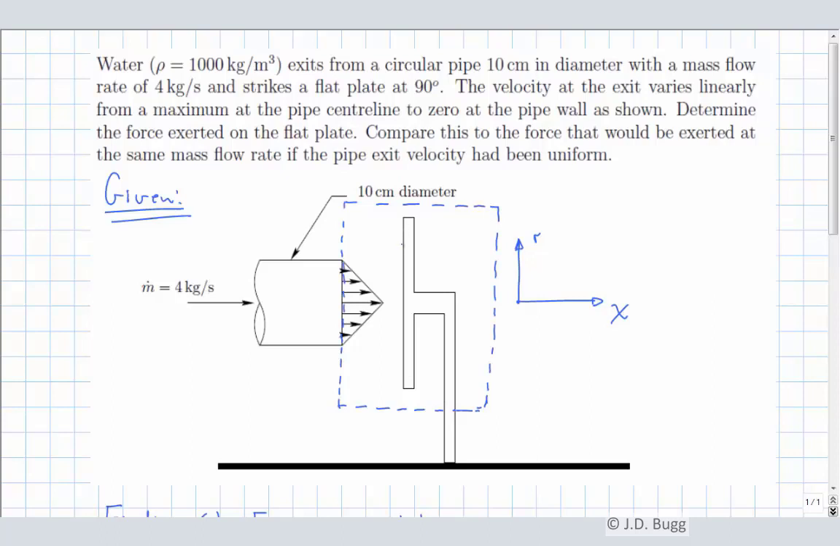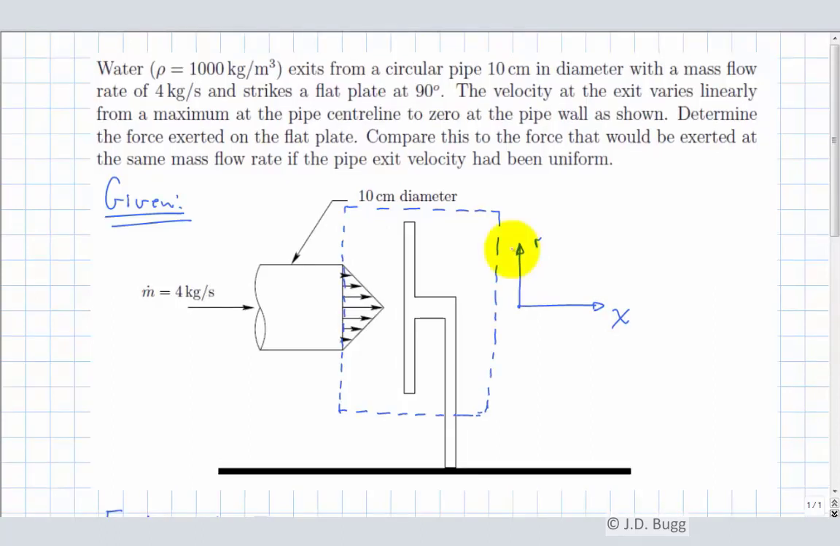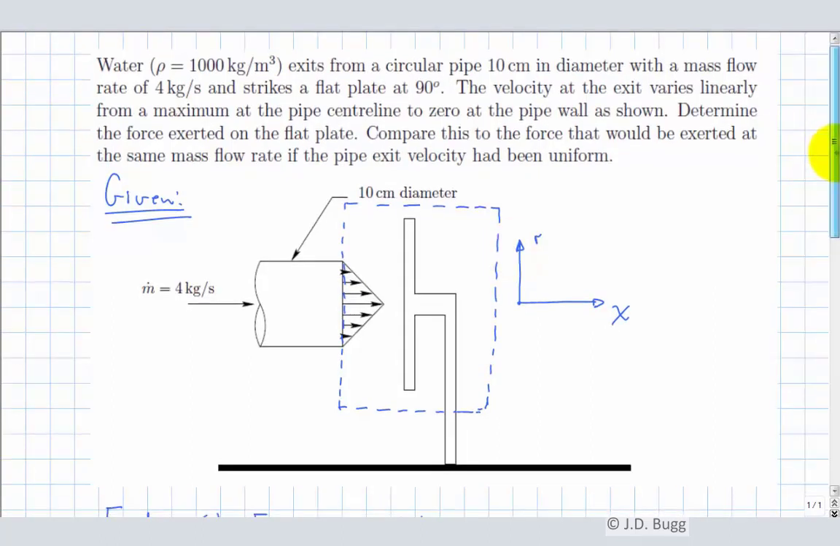Now, we really don't know anything about the mass of this deflector plate. So we certainly can't come up with a number for the mass of that thing. We also really don't know how much water there is in here either. So we've got a coordinate system and a control volume chosen.